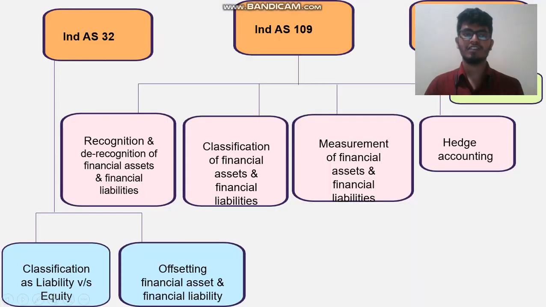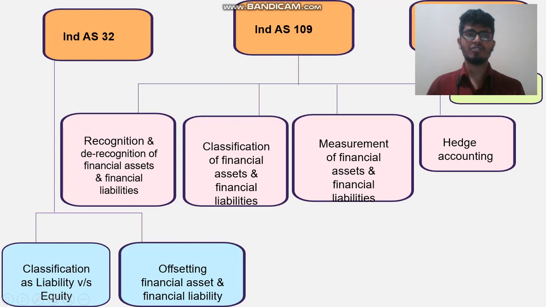So let's see what these accounting standards explain. Indian Accounting Standard 32: classification as a liability versus equity, then offsetting the financial assets and financial liability. Under Indian Accounting Standard 109: recognition and derecognition of the financial assets and financial liabilities, classification of the financial assets and financial liabilities, measurement of the financial assets and financial liabilities, and hedge accounting. And Indian Accounting Standard 107 or IFRS 7 explains about the disclosure.